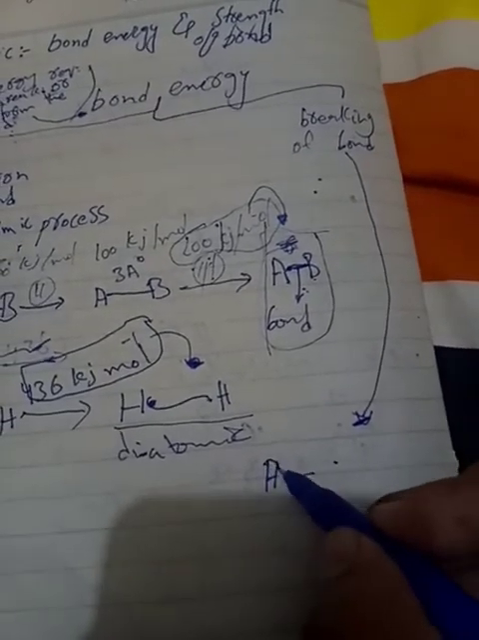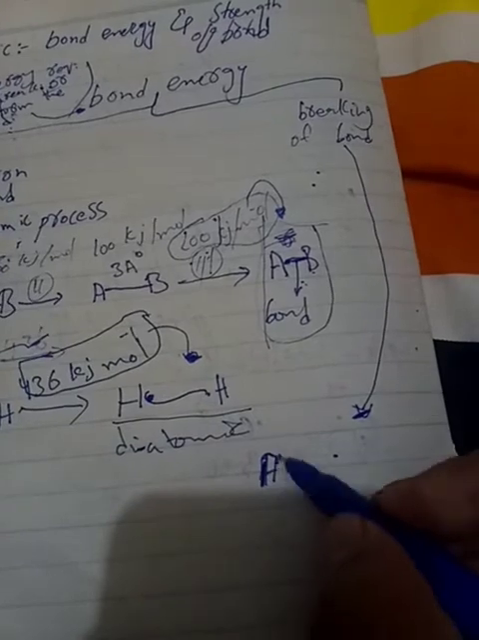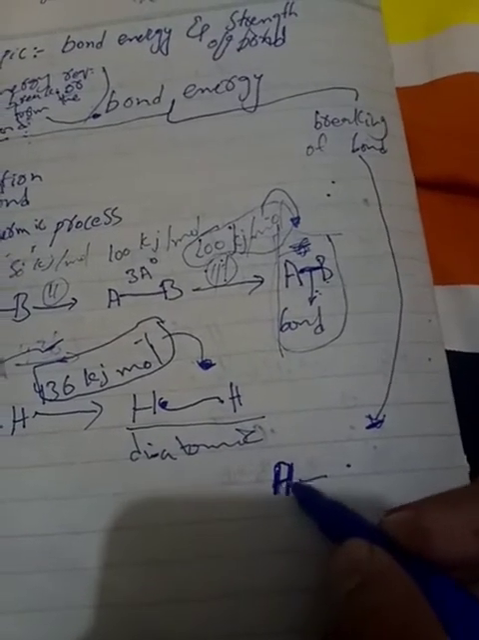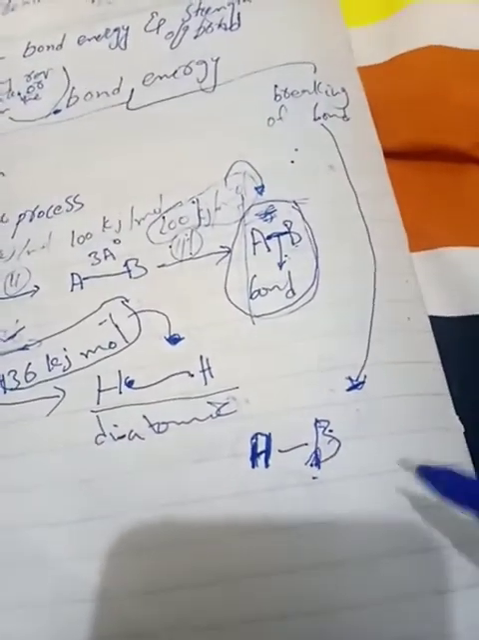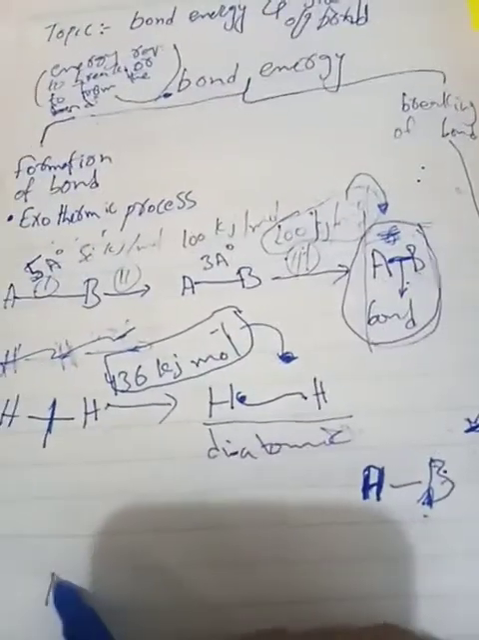Okay, let's look at a particular example. Let's look at the example of atoms A and B, which have formed a bond here. Now I want to separate atom B. So what will I be doing? First of all, let me tell you one thing.